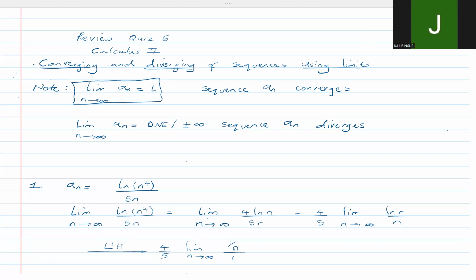So we need to note that if the limit of a sequence as n approaches infinity equals L, that sequence converges. And a sequence diverges if we find the limit of that sequence and we get that the limit does not exist, or it's plus or minus infinity.